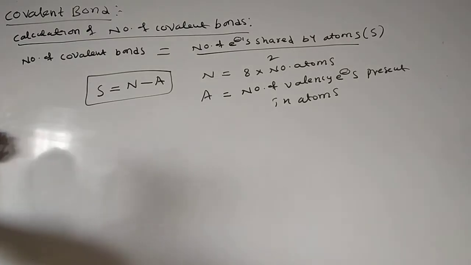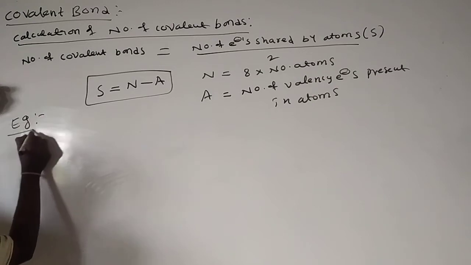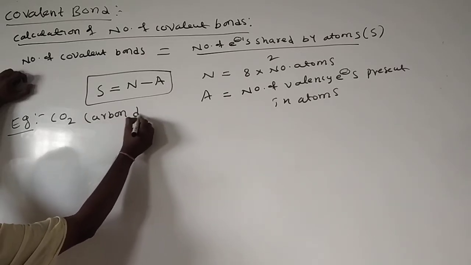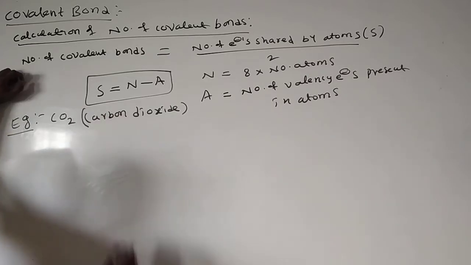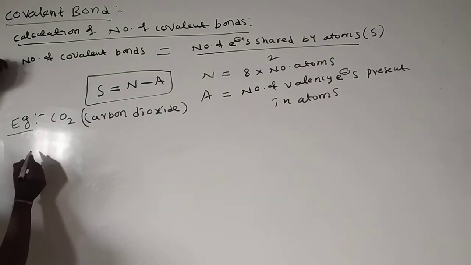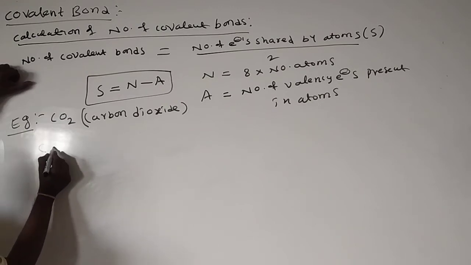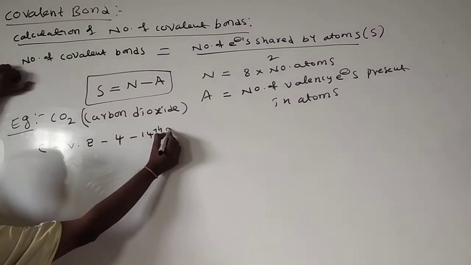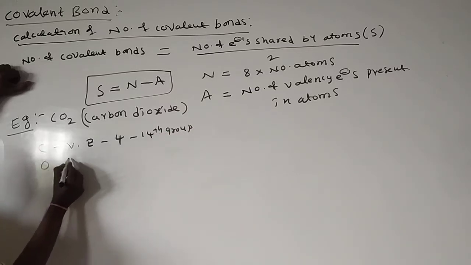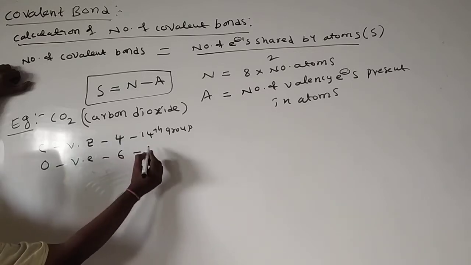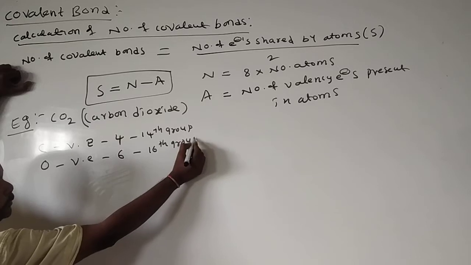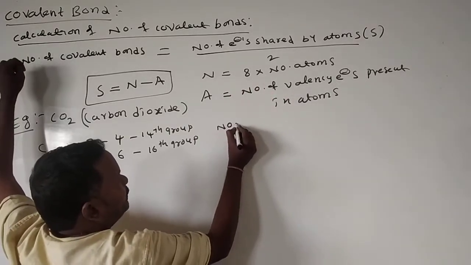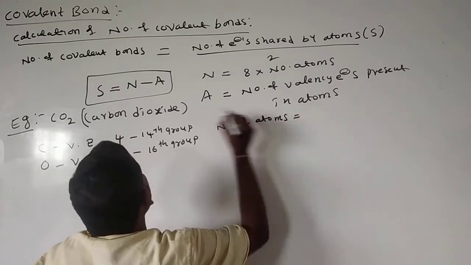Next, here I am taking one example: carbon dioxide. CO2 means carbon and two oxygens, so we call it dioxide. In carbon, valency electrons are 4, because it belongs to the 14th group. Oxygen valency electrons are 6, because it belongs to the 16th group. And one more thing we need, the number of atoms, which is 3 atoms.